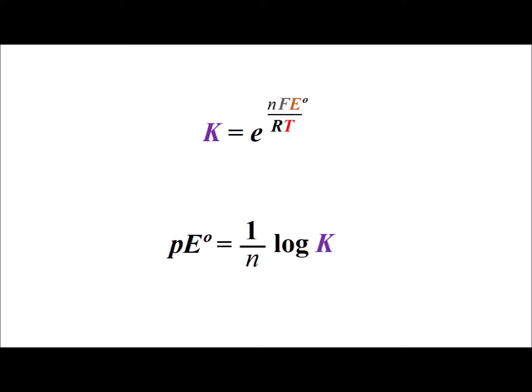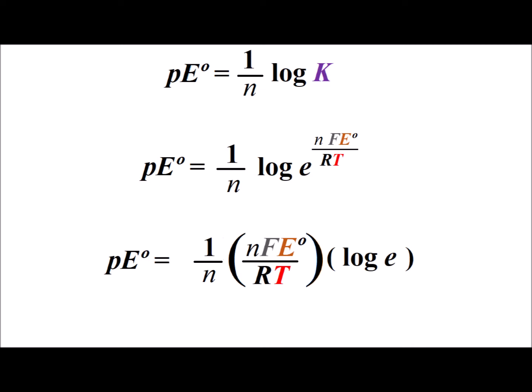Before our next step, we recall the expression for K that we've just derived, and we recall a previous expression that we derived for Pe naught. Now we take that expression for Pe naught and substitute our expression for K into it to get the second equation, and then we use the properties of the logarithm to simplify.